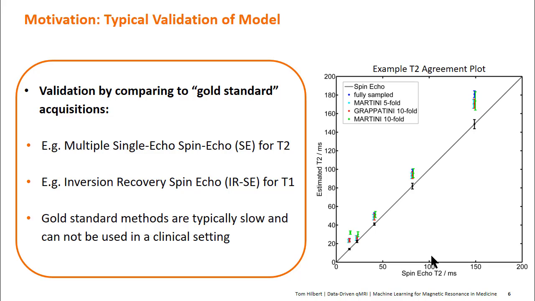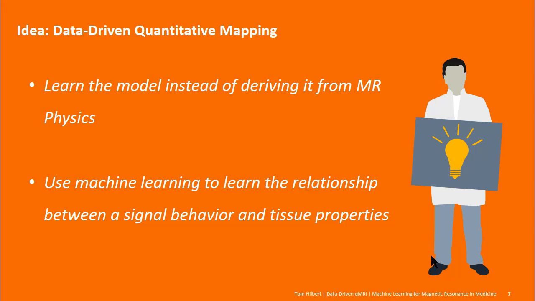Typically, these models are then validated using gold standard values, gold standard acquisitions. For example, for T2, using a single echo spin echo sequence, or for T1, using an inversion recovery sequence. It should be noted that we cannot use these gold standard methods within the clinical routine because they're just too time consuming. Here we want to exploit the idea that instead of deriving the signal model from the MR physics, we could maybe use machine learning to learn a model which associates the gold standard values to a certain decay that we could measure.